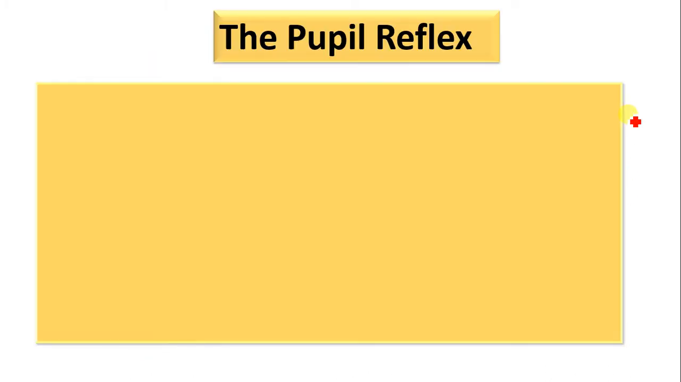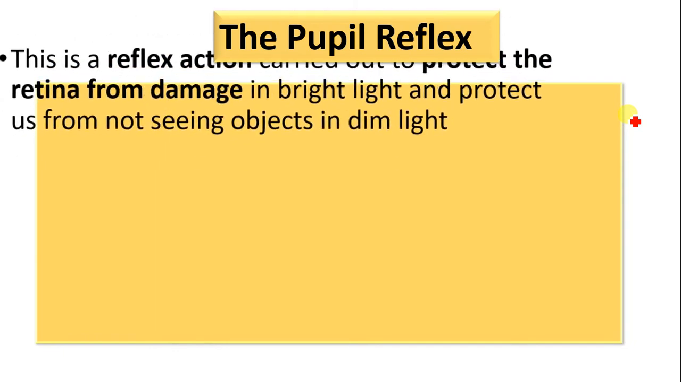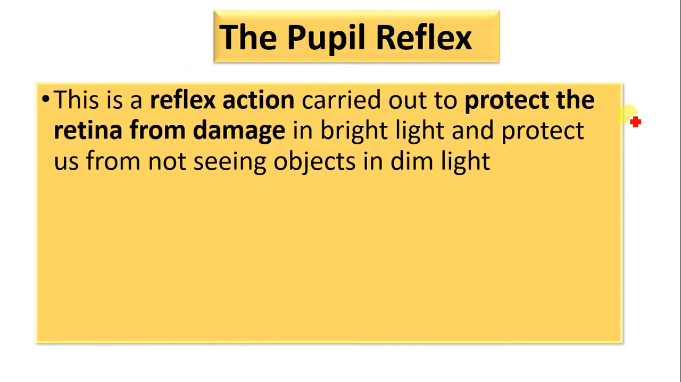So let's move quickly. Now, pupil reflex. How does the pupil react in the presence of light and in the absence of light? This is a reflex action carried out to protect the retina from damage. That's the essence of the pupil reflex. It helps to protect the retina from damage. So take note of that. You might just see it as a one mark question. Pupil reflex helps to protect the retina from damage.